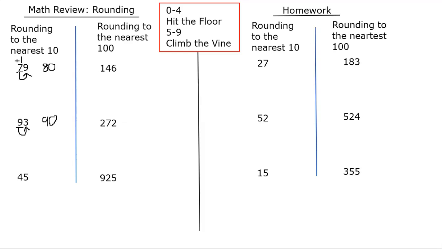Now, eventually you're going to get good enough at rounding that you're not going to have to underline and draw your fish hook. But until you get it down pat, you need to do this, okay? So you know which place value you're looking at. You're always looking at the number to the right of whatever place value you're rounding to. So 5 is 5 through 9, climb the vine. That means 4 is going to go up. So we're going to add 1 to 4, and that turns it into a 5. Everything to the right of the line is going to turn to 0.